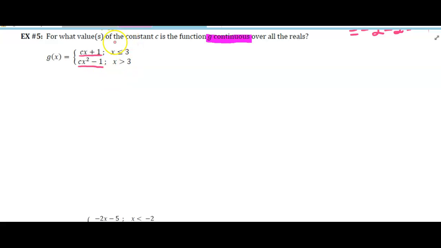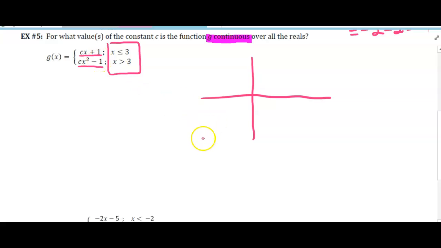And so the only issue that we could come across when we were talking about continuity for this piecewise function is where the split occurs at 3. What I mean by that is, let's just, hypothetically, I don't know what this graph looks like perfectly, but let's say we have some line.